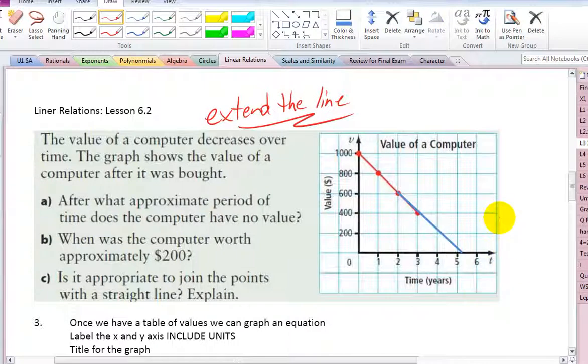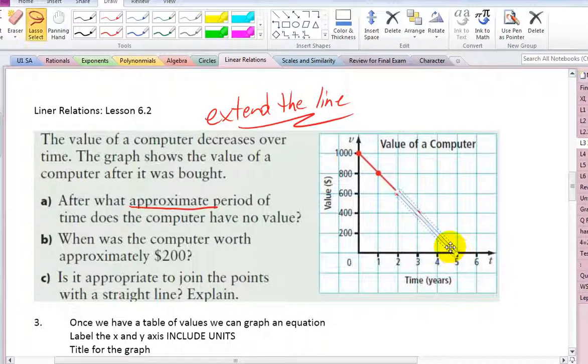Now you can answer the questions. After what approximate, underline the word approximate, period of time does the computer have no value? And if I had done mine a little better, there you go. It should be 5 years.